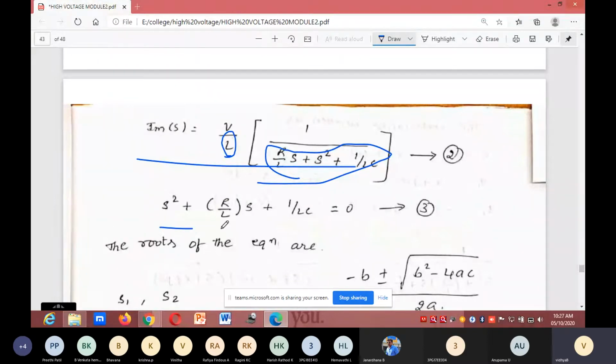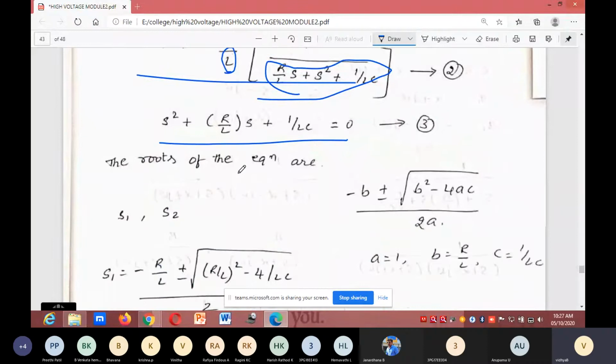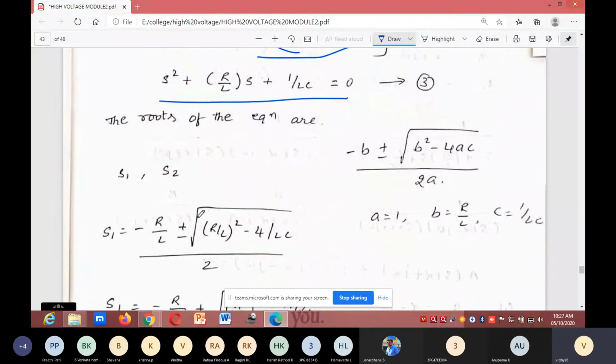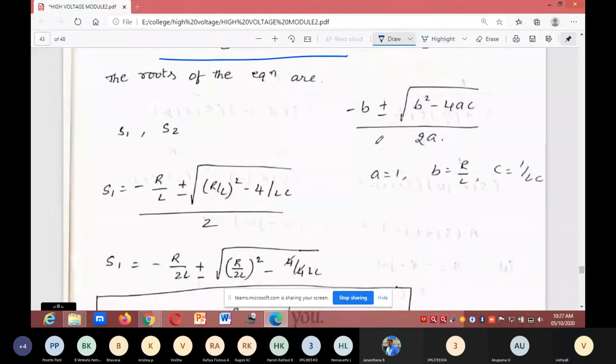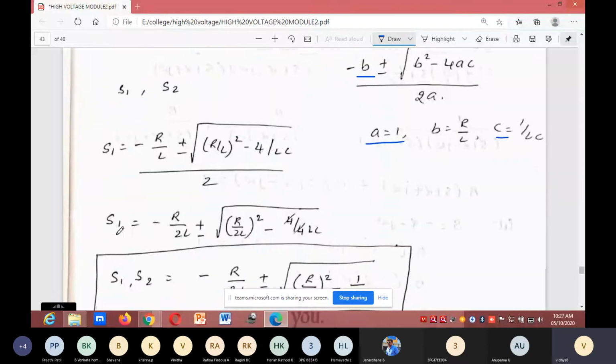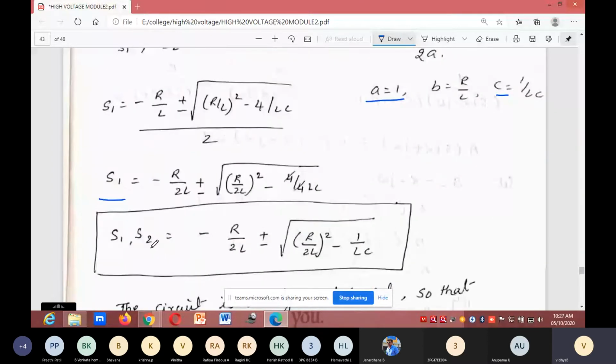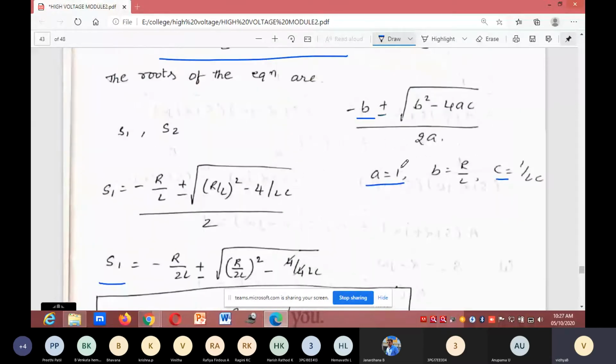We need to find out the roots for this. The roots of this equation are S1 and S2. They have taken A is equal to 1, B is equal to R divided by L, C is equal to 1 divided by LC. Find out the roots S1 and S2. S1 and S2 you will get minus R divided by 2L plus or minus square root of R divided by 2L whole square minus 1 divided by LC. There is a formula: minus B plus or minus square root of B square minus 4AC divided by 2A.